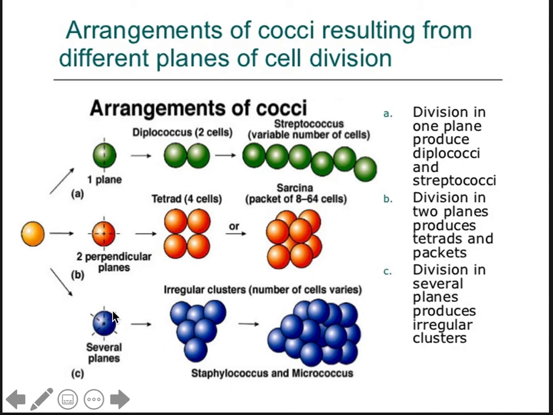It divides every which way, and it forms grape-like clusters, which is where we get the name Staphylo from. And it's circular, so Staphylococcus. And as it continues to grow and divide, it just becomes this bunch, right? So that's what we mean by a plane of division. Single plane, single line. Two planes, you get the squares, and several planes, you get the clusters.